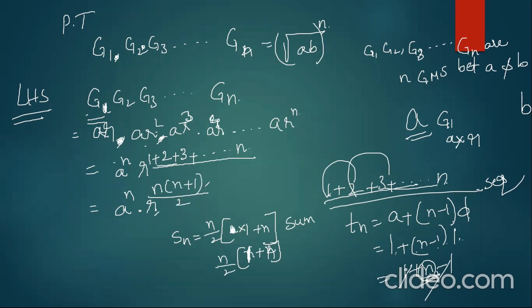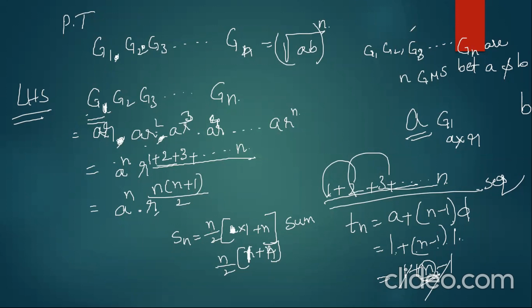What is this n into n plus 1 by 2? This is the sum of the first n natural numbers. The sum of the first n natural numbers is n into n plus 1 by 2. So what do we get now? A to the power of n. Let me write this.